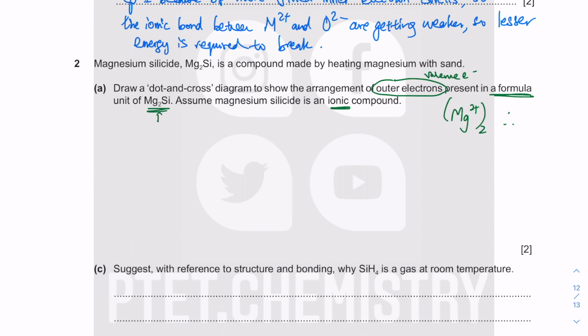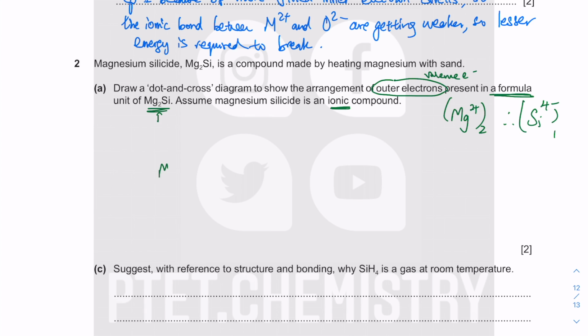So therefore, the overall compound is uncharged. Ionic compounds contain ions and they're uncharged. If this is 2 times 2+ and you have 1 of this, meaning to say the Si itself must be 4-. There's no other charge that can make it, cancelling out the 2 times +2 when you only have 1 of it.